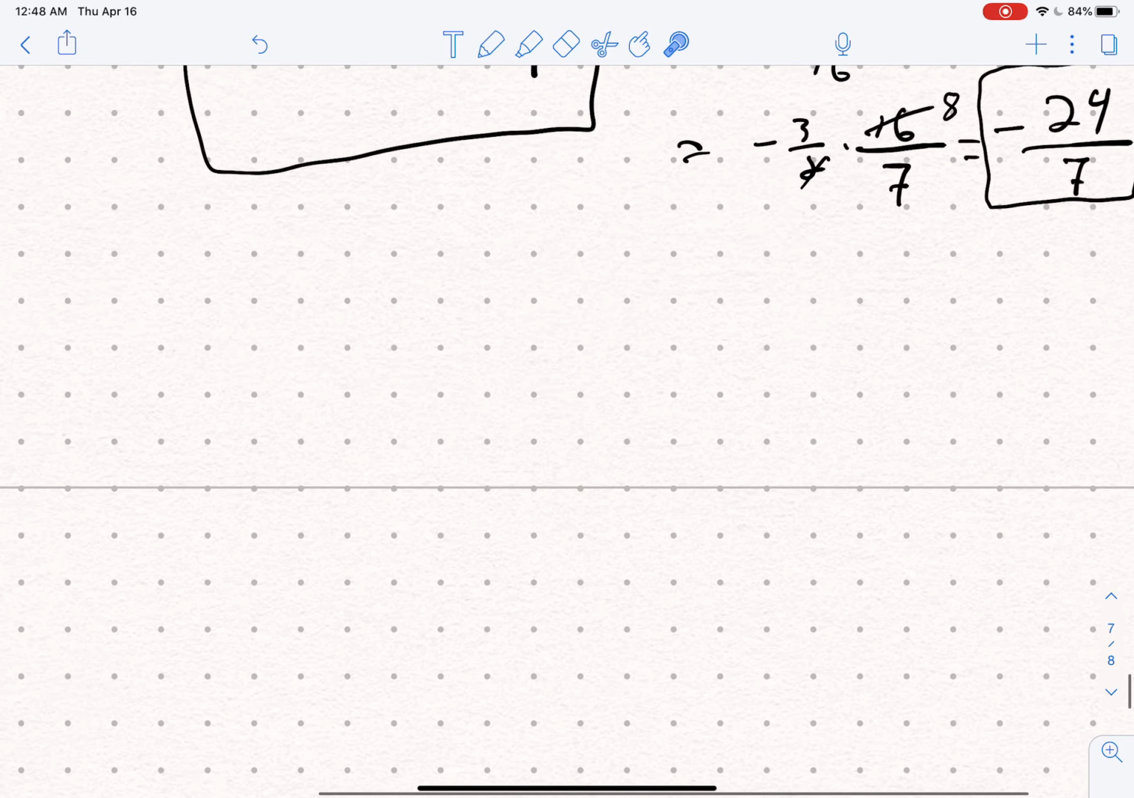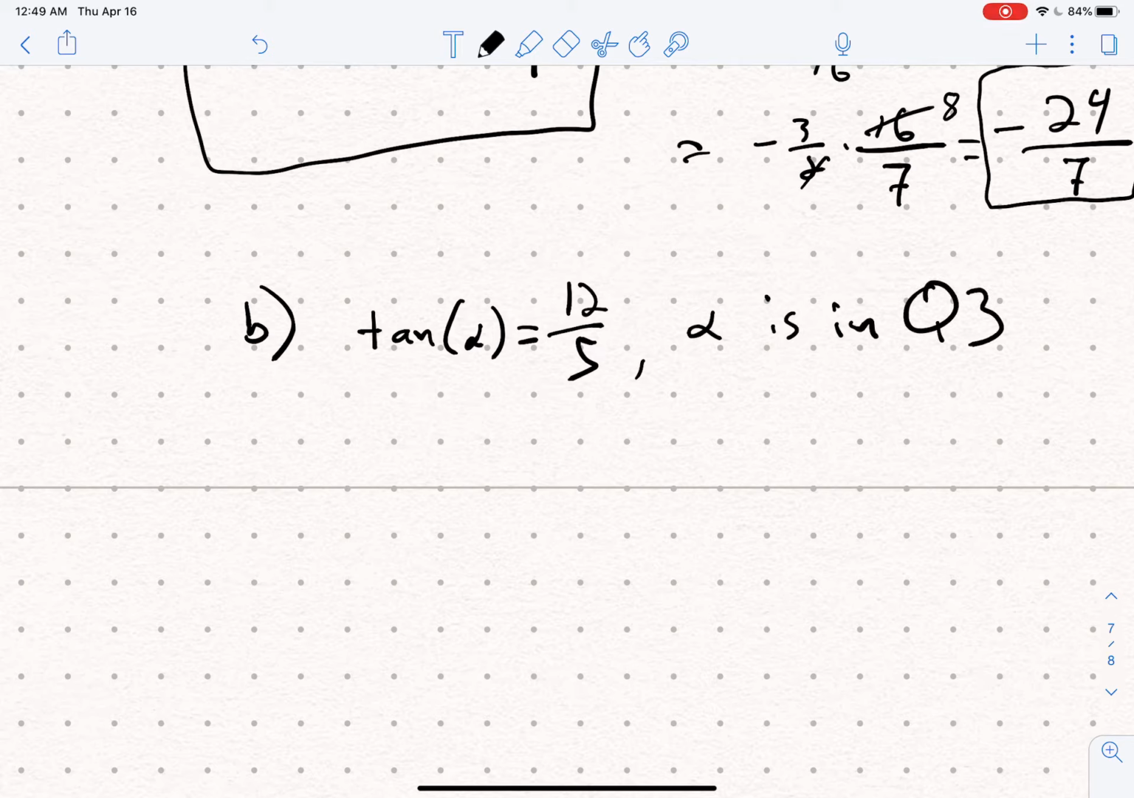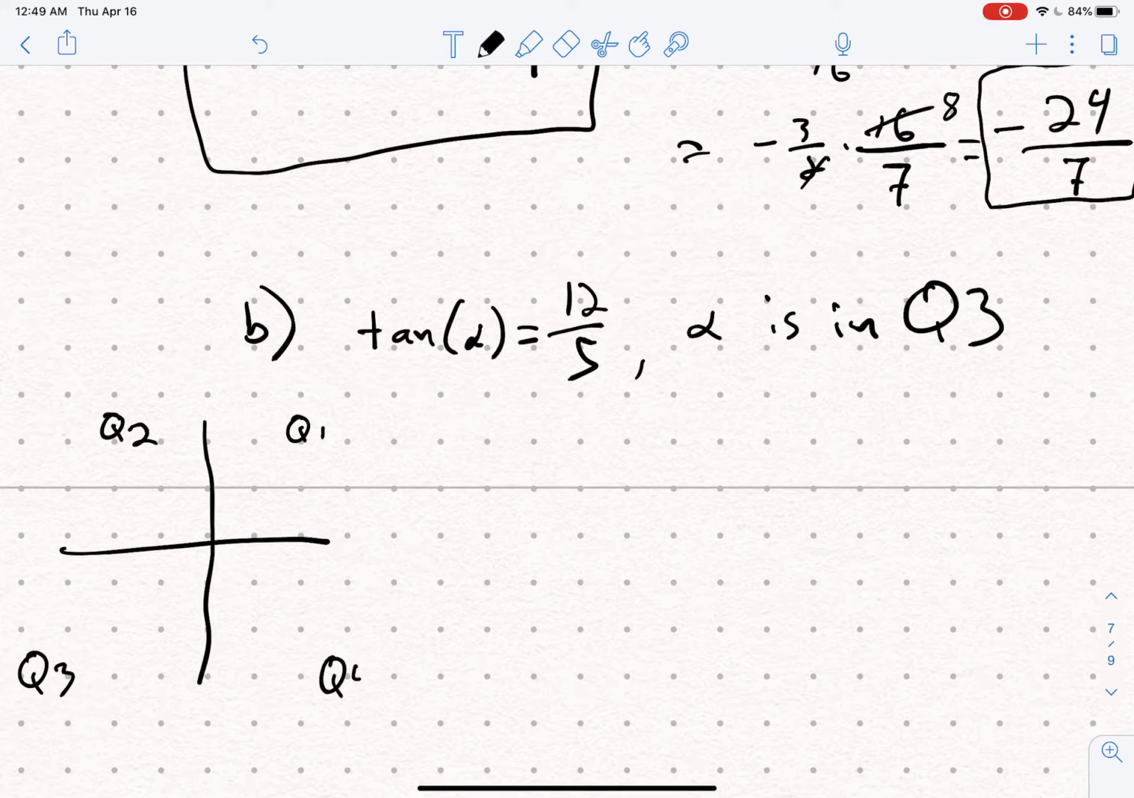Okay. So, this is part B. Tangent of alpha is 12 over 5, and alpha is in quadrant 3. Now, just as a reminder, here's quadrant 1, quadrant 2, quadrant 3, and quadrant 4.